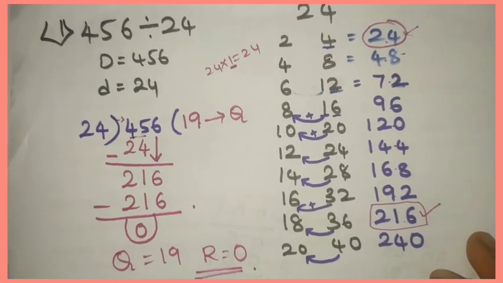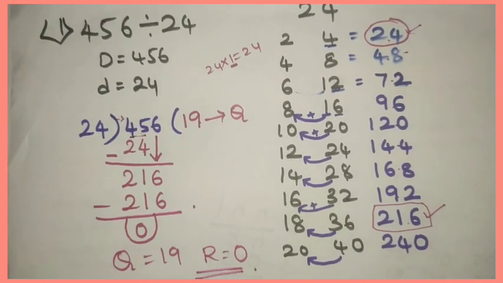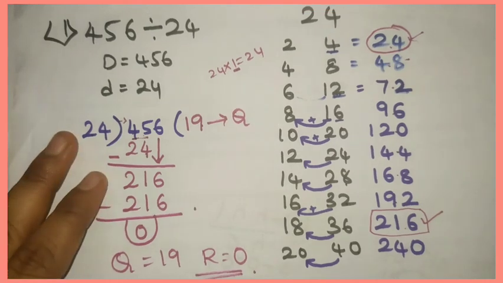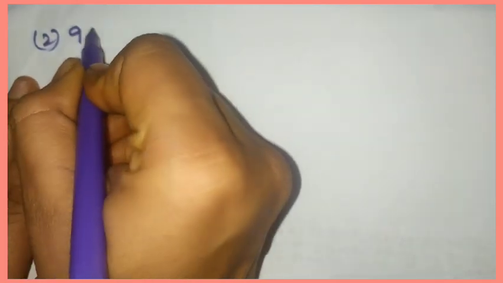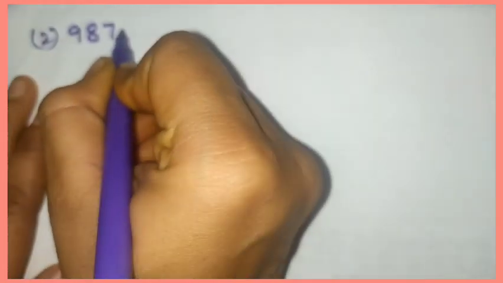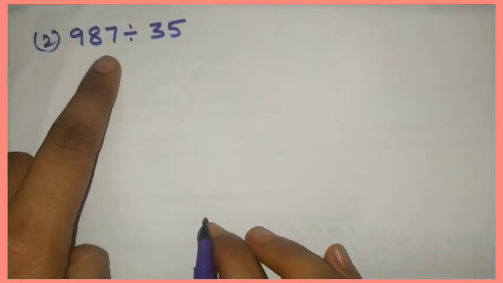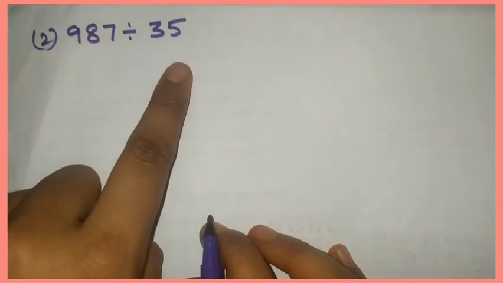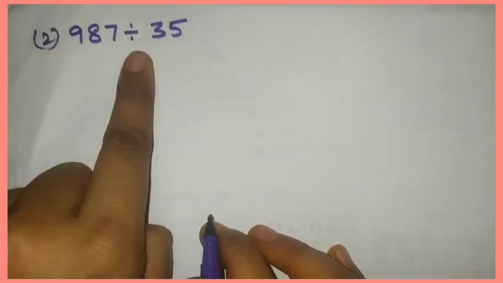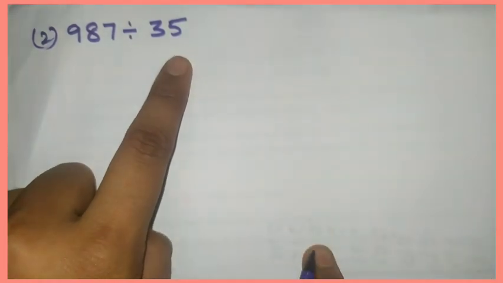Like this we will do divisions. Now I will explain one more example to understand better. Look here, children, example 2. 987 divided by 35. To do this problem, we have to write the 35 table here.